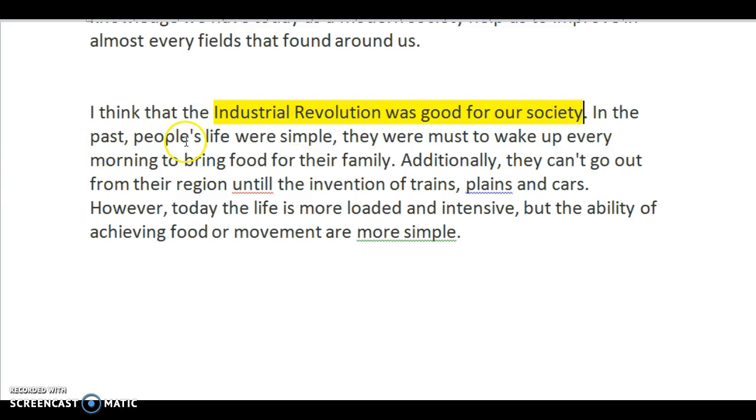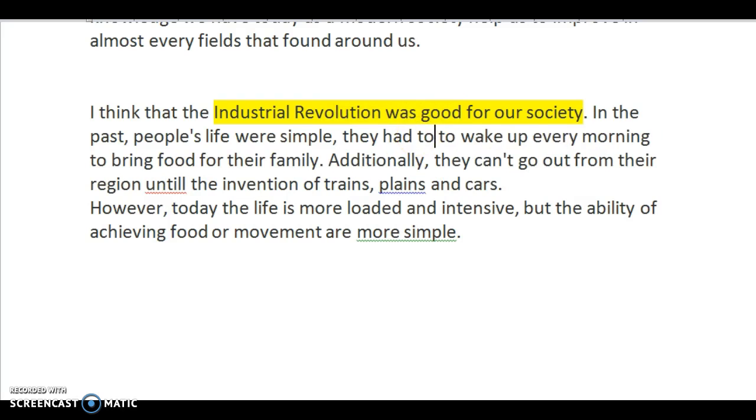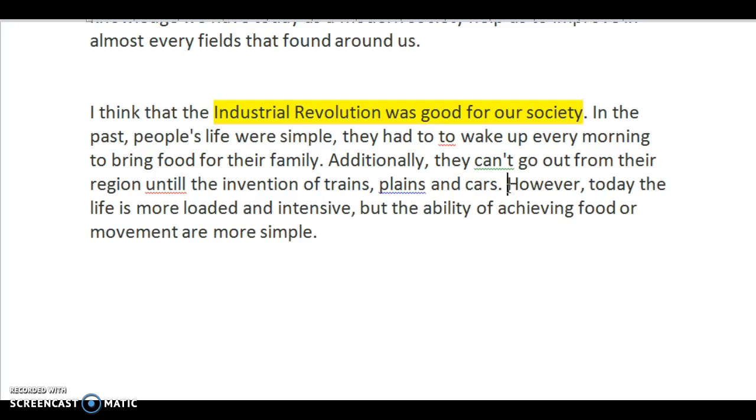In the past, people's lives were simple. They had to wake up every morning to bring food to their family. Additionally, they can't go from their region until the invention of trains, planes, and cars. However, today the life is more loaded and intensive, but the ability of achieving food or movement are more simple. So yes, there are grammatical mistakes here, but it's very clear. He showed why it was difficult and now why it was simple. So there's a main idea and supporting ideas.